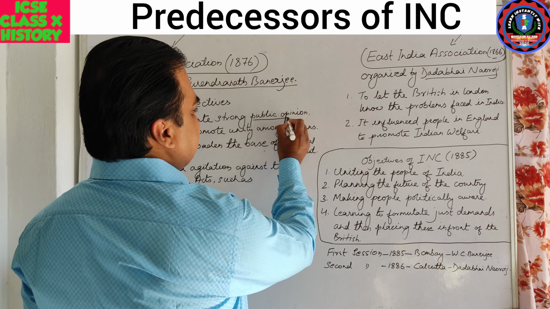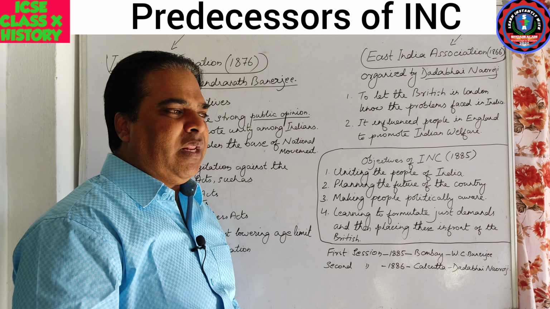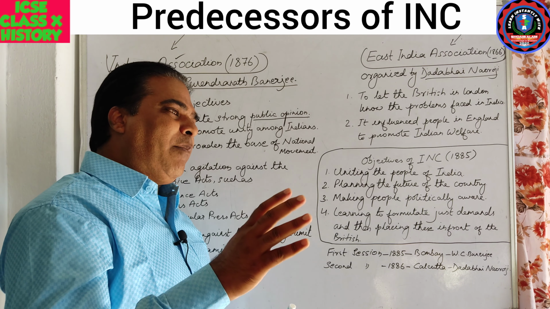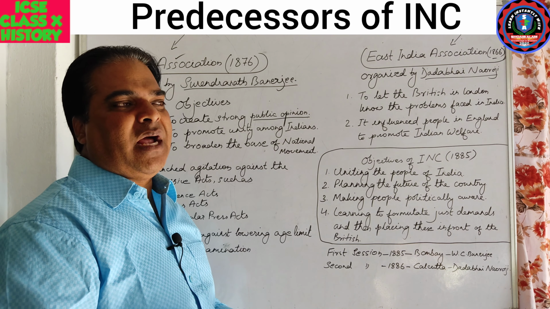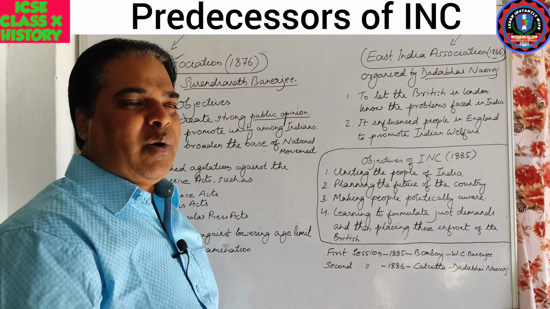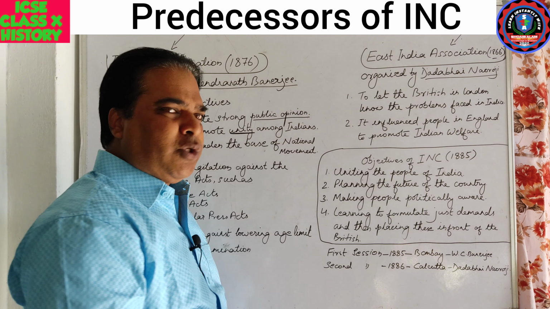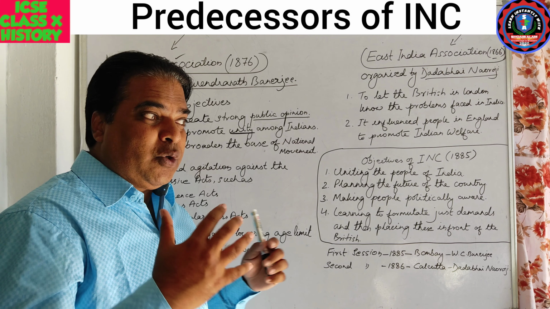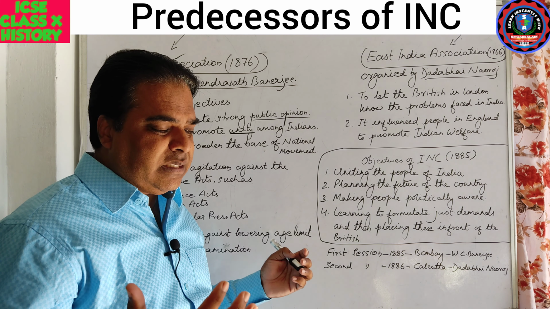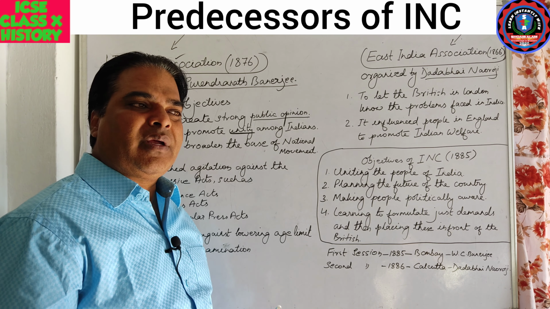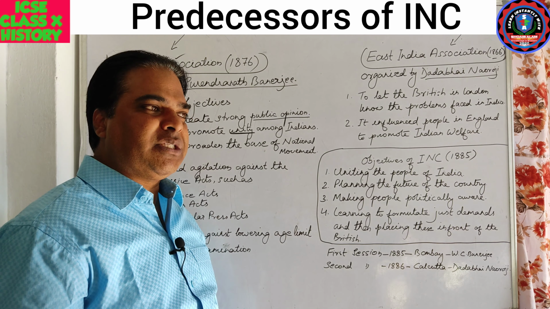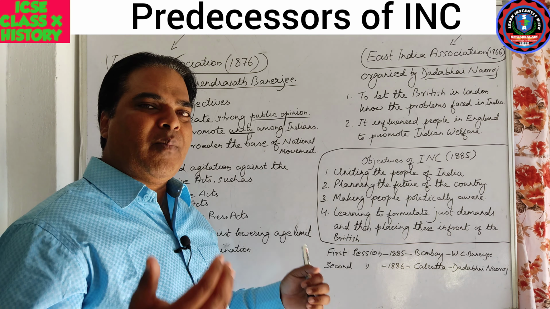So public opinion is mentioned over here: to create strong public opinion. To know their opinion, we need to make them understand the British presence in our country. Next one, to promote unity. Unity is very important. Unless you understand the value of unity, we cannot dream of freeing our country. So politically we need to become more and more conscious. Unity was very important, so Surendranath Banerjee, through the Indian Association, wanted to promote unity among the Indians.